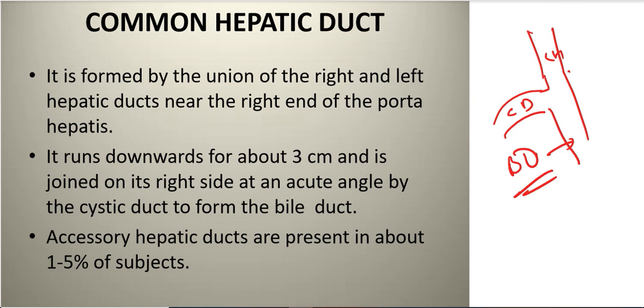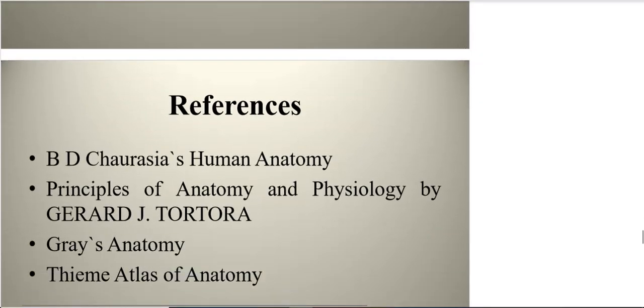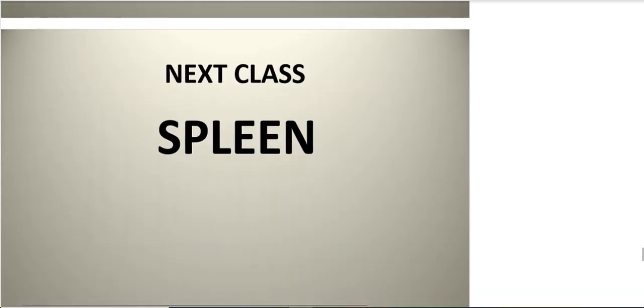In some cases, 1 to 5% of cases, an accessory hepatic duct is also present. So these are the references. Next we will study about the spleen. Thank you.